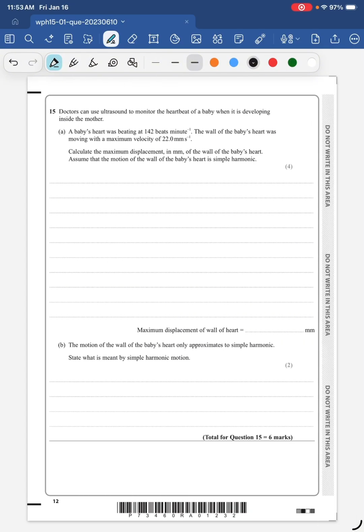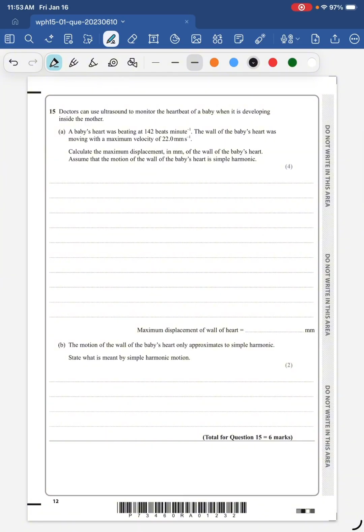All right. Okay, question 15. Doctors can use ultrasound to monitor the heartbeat of a baby when it is developing inside the mother. A baby's heart was beating at 142 beats per minute. I guess that's the frequency. The wall of the baby's heart was moving with a maximum velocity of 22 millimeters per second. Calculate the maximum displacement in millimeters of the wall of the baby's heart. Assume that the motion of the wall of the baby's heart is simple harmonic.